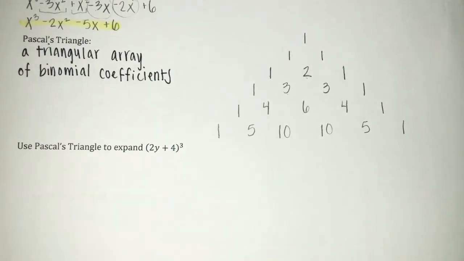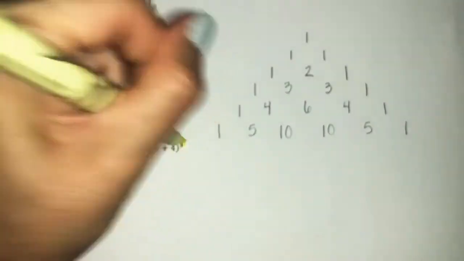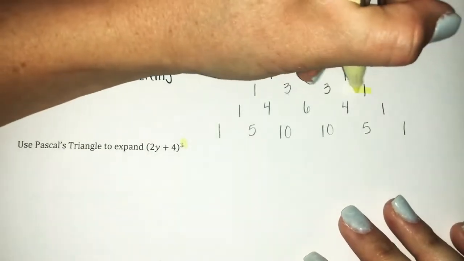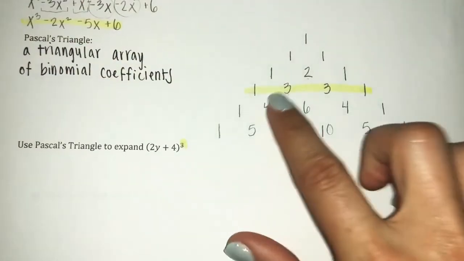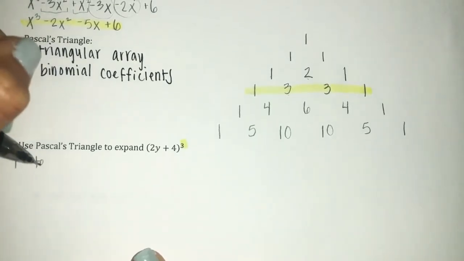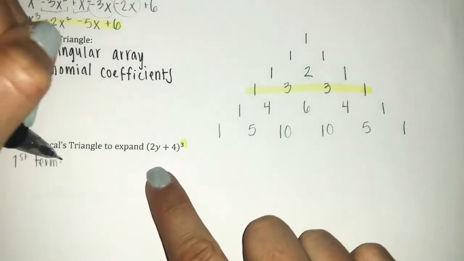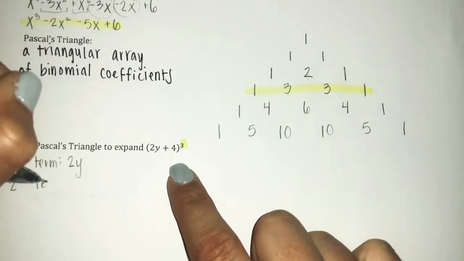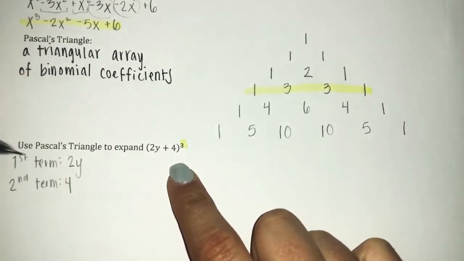So whatever exponent you're expanding to, that matches up with the second number in each row. Since we're expanding to the third power, we're going to focus on this row, and this row is going to give us the coefficients of our expansion. So what we have to focus on is what's our first term in the binomial and what's our second term. So our first term is 2y, and our second term is 4.